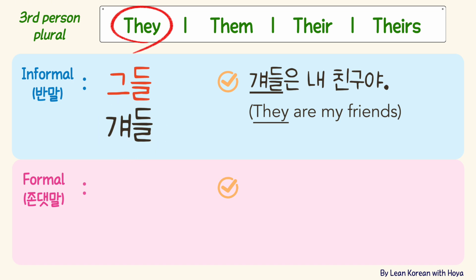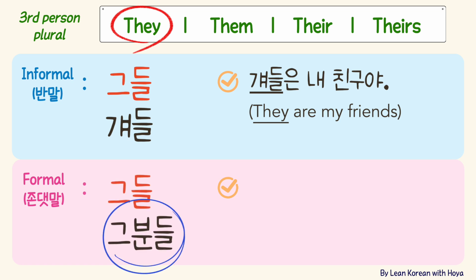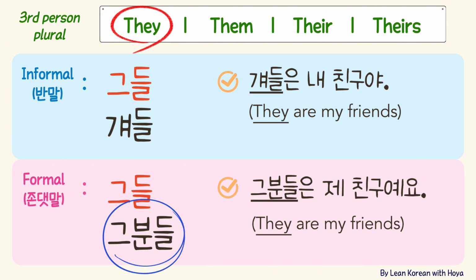For formal speech, we're going to replace 그들 with 그분들. 그분들은 제 친구예요.